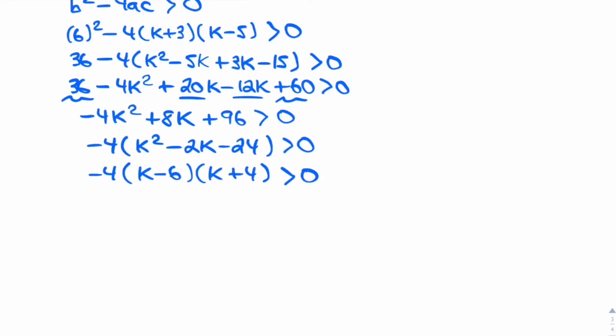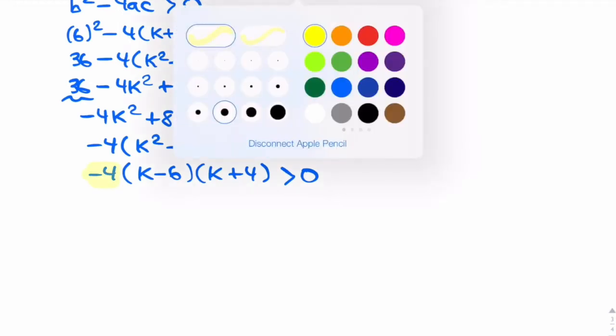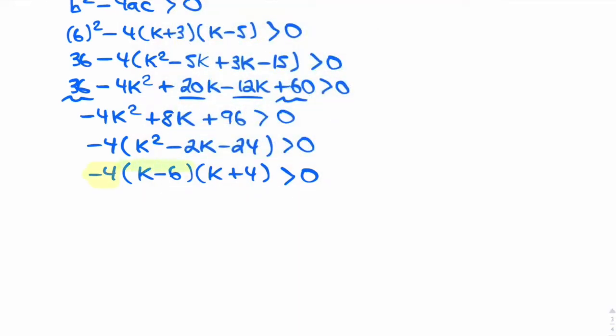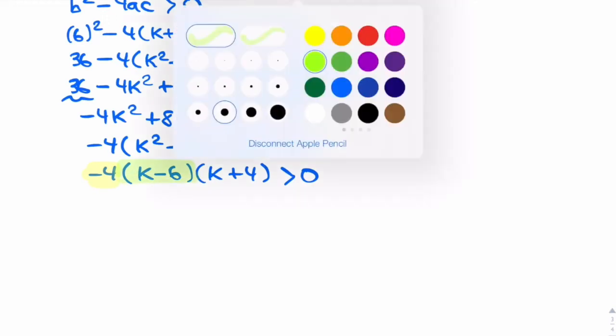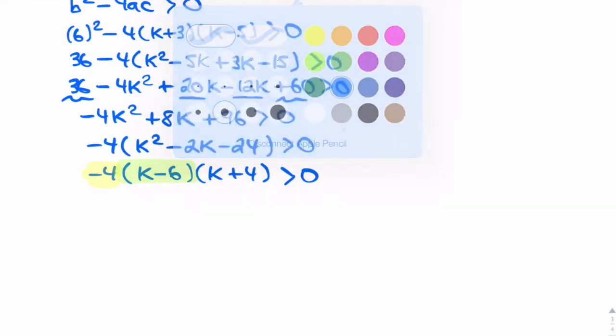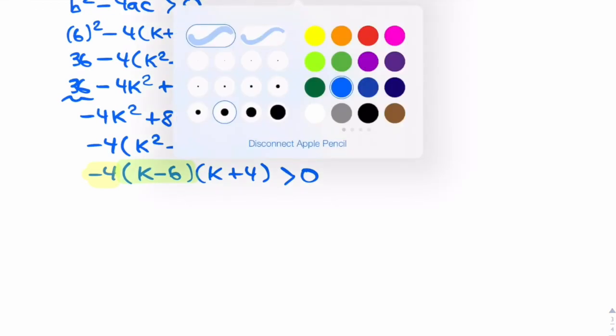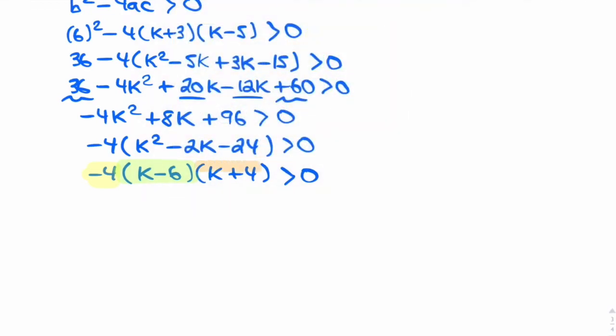Notice that on the left side, we actually have a product. We have negative 4 multiplied by k minus 6 multiplied by k plus 4. I'm going to highlight the three products here just to make it a little more clear. Now, there's something very powerful to this expression. What this expression is trying to tell us is, where is this product greater than 0? In other words, where is it a positive number?